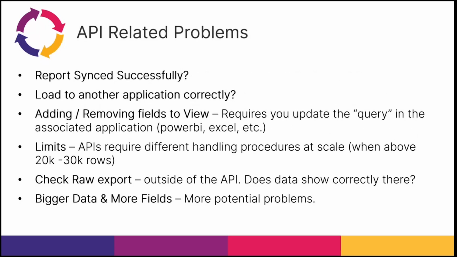Cool. Another common problem that we see people struggling with in the data view feature is the API functionality. There's a general set of questions to ask when you're struggling with an API. One is, when was the last report sync? Was it successful? Are you able to load your data to another application? Are you able to use that API? Is it loading correctly? If you're struggling, for example, in Power BI, are you able to load it in Excel? Can you download the raw data from the platform and see if that looks correct?